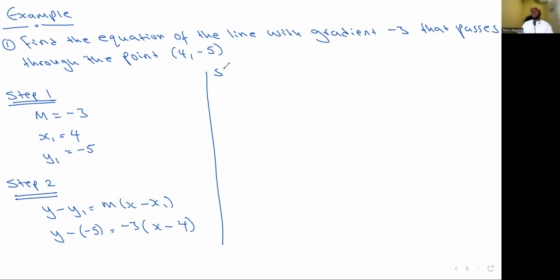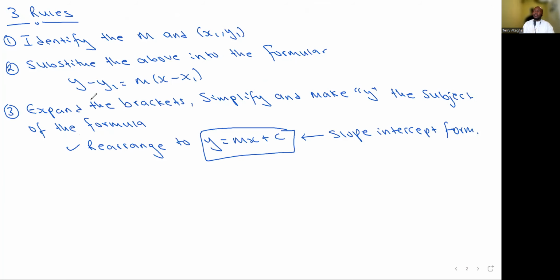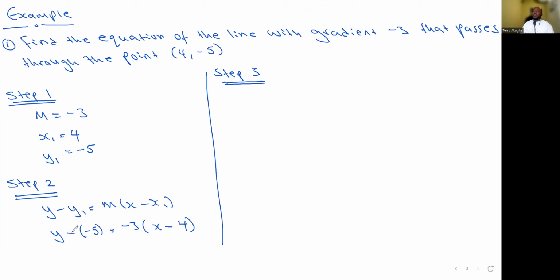The next step, step 3, we're now told when you're done, you need to expand the brackets, simplify, and make y the subject of the formula. All right, so we're going to expand the bracket. So it's going to be minus times minus to give you plus. So it's going to be y plus 5 is equal to minus 3 times x will give us minus 3x. Minus 3 times minus 4 will give us what? Plus 12. We'll take 5 to the other side, okay?